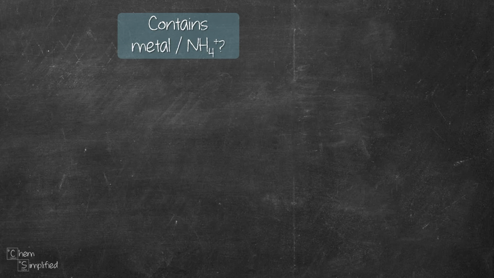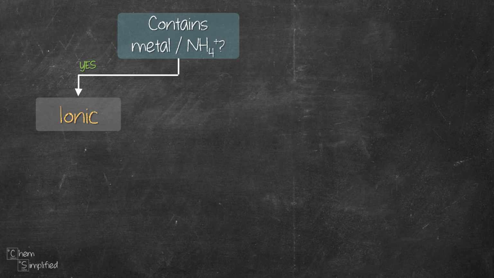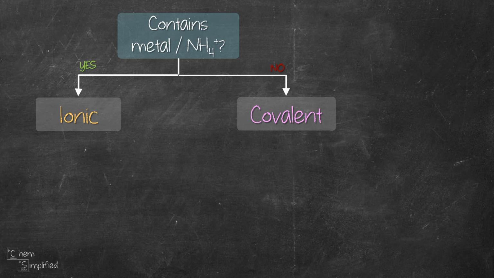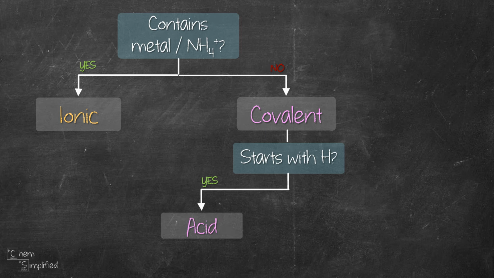We can ask a few questions to easily classify the type of compound. If the compound contains metal or ammonium ion like NH4+, then it's an ionic compound. Otherwise, it's a covalent compound. Then we look at the formula of that covalent compound. If it starts with hydrogen, chances are high that it's going to be an acid, so you need to name it as an acid. Otherwise, it's just a regular covalent compound that is not an acid.